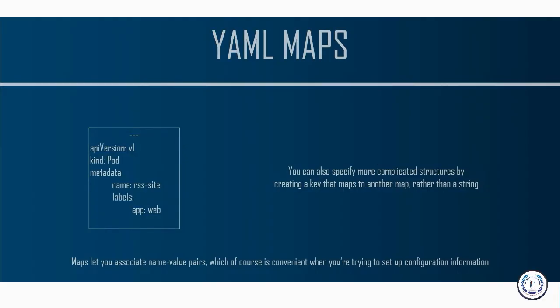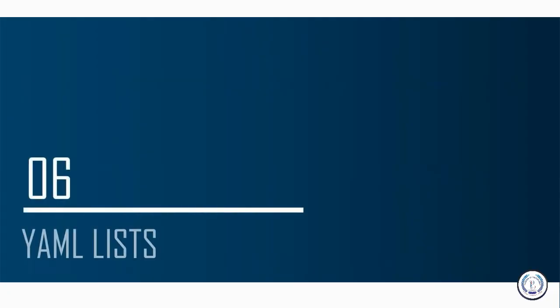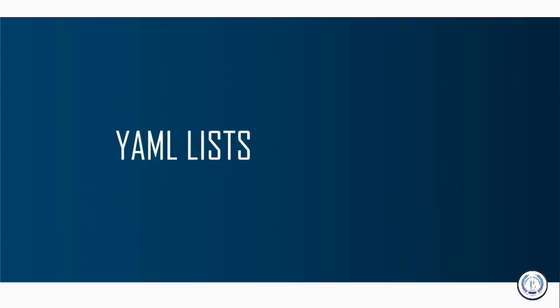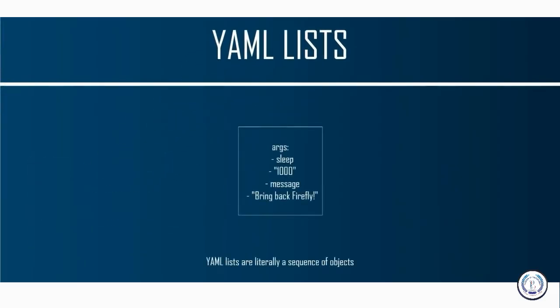So now that we've understood maps, let's talk about YAML lists. YAML lists are literally a sequence of objects. You can see this example. We have args: sleep, 1000, message, bring back Firefly. You can have virtually any number of items in a list, which is defined as items that start with a dash indented from the parent.